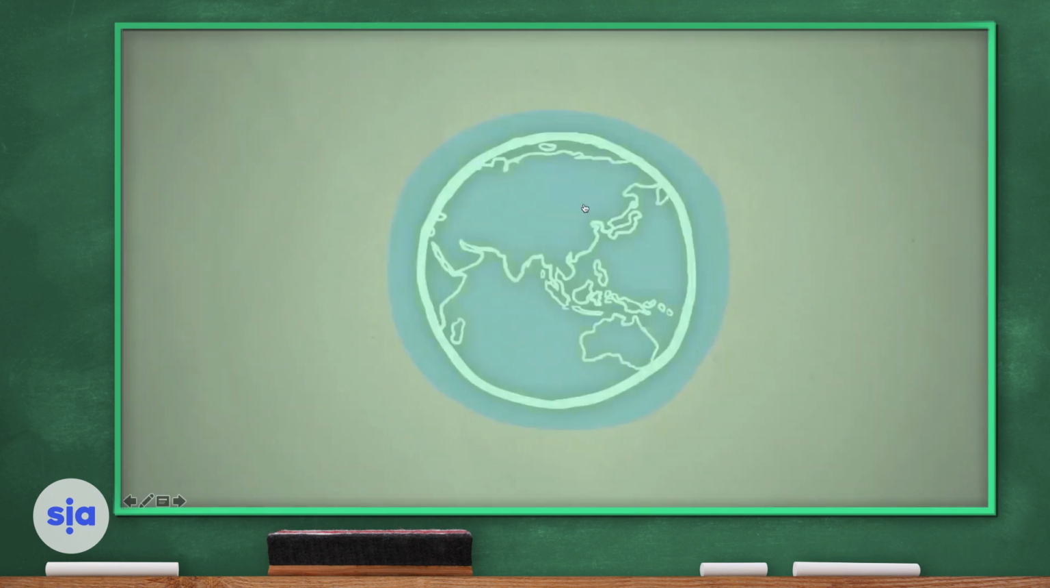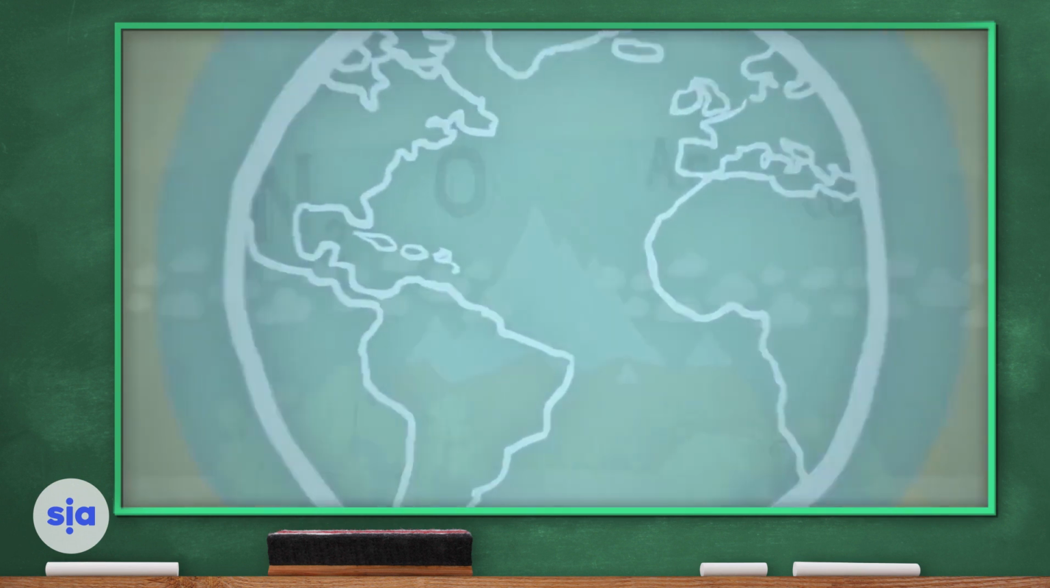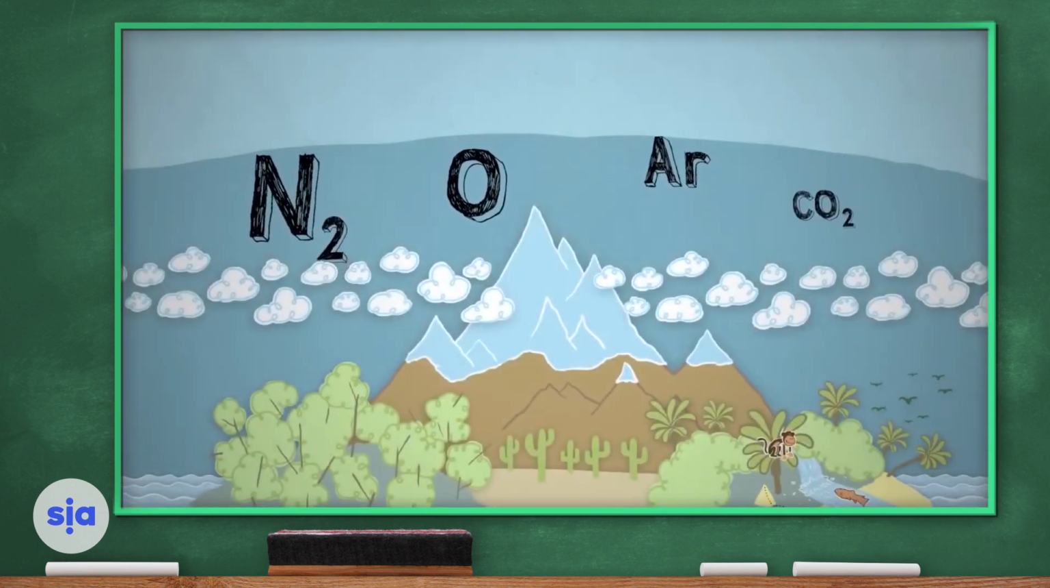Now let's see this video together. One thing that makes life on Earth possible is a thin layer of gases called the atmosphere.